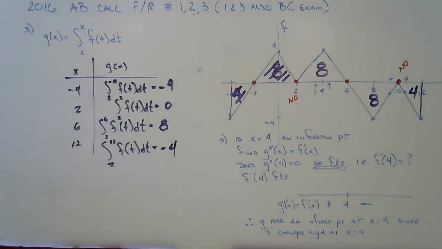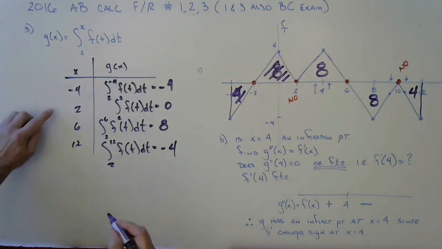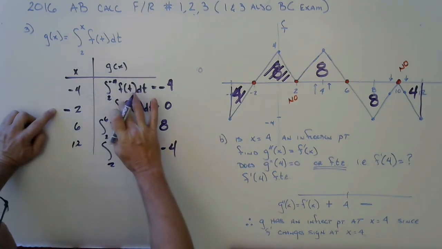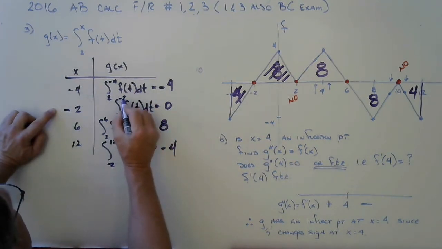And so the question says, find the absolute minimum and the absolute maximum of g, and justify your answers. Well, our absolute minimum, right? Our absolute minimum. Oh, I put the wrong number here, didn't I? This is supposed to be -2, isn't it? I am so sorry about that. Let me go back and fix that.